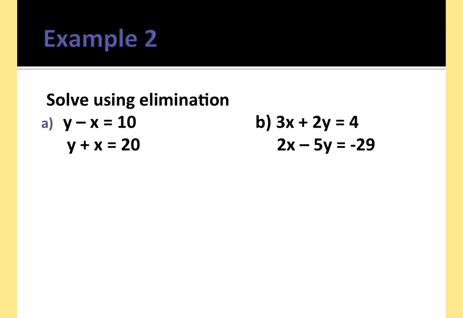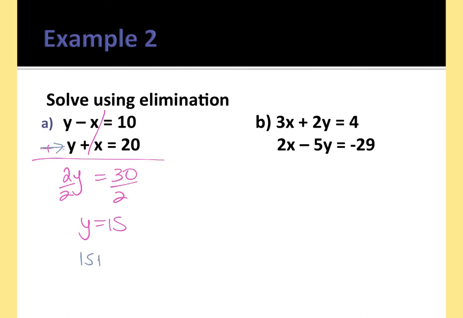Okay, same set of instructions, solve using elimination. So looking at A, if I add them, does something cancel? Yes, I don't even have to change anything here. Add them, I get 2y, the x's cancel, equals 30. Divide both sides by 2, y is 15. Take and plug it back into either of the original equations. So if I plug it back into here, 15 plus x equals 20. Subtract the 15, and x is 5. Careful with your order, make sure it's x and then y.